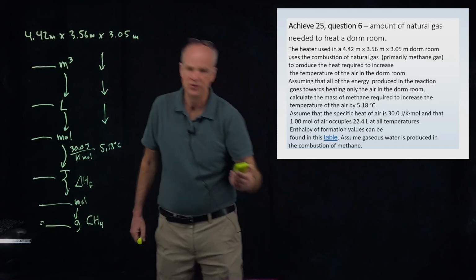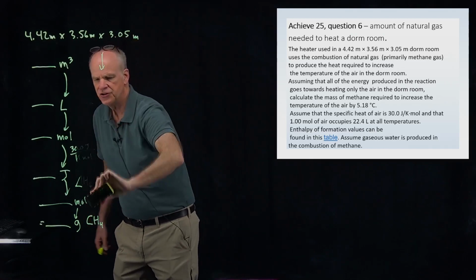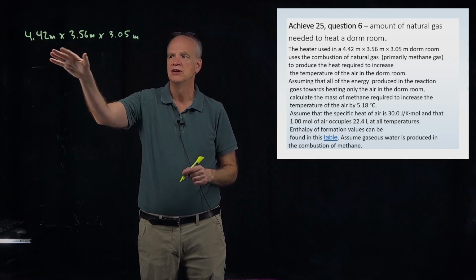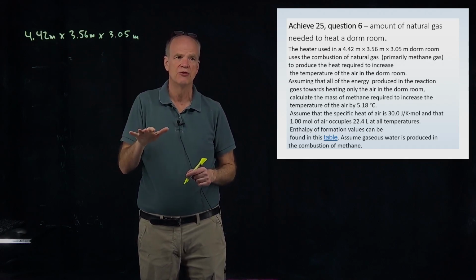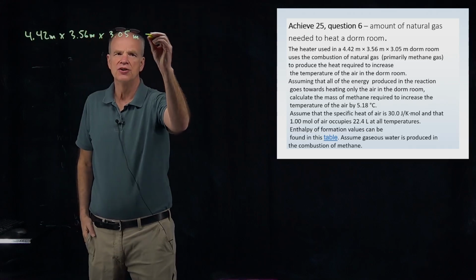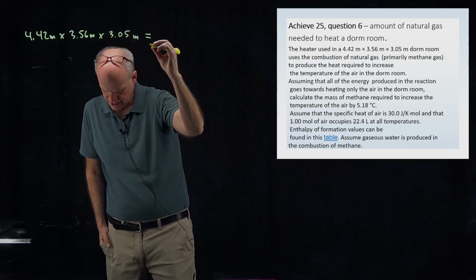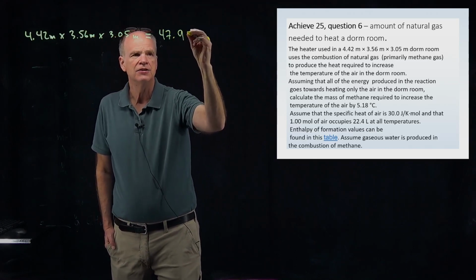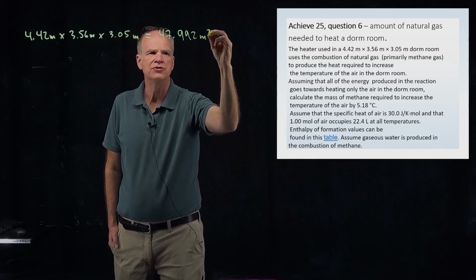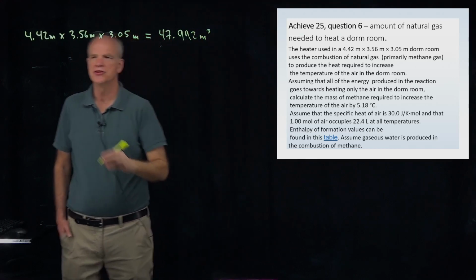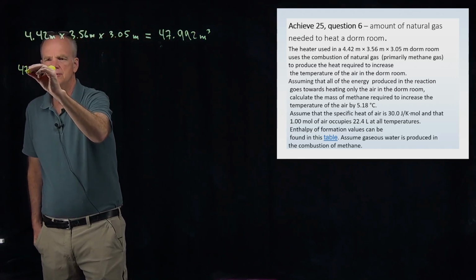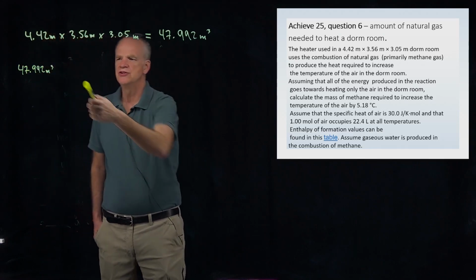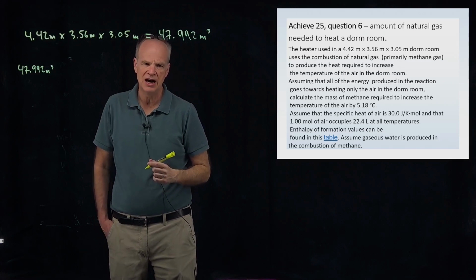Okay, so I'm going to go ahead and start solving the problem. The very first thing I want to do is take the dimensions of this room, width, length, and height, and multiply them together to get a volume in meters cubed. I actually did that earlier, and what I got was 47.992 meters cubed. We'll keep all the significant figures. Now, what we want to do is get this meters cubed into liters. And how might you do that?